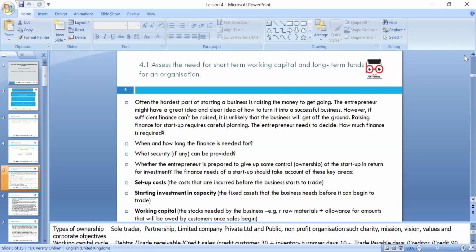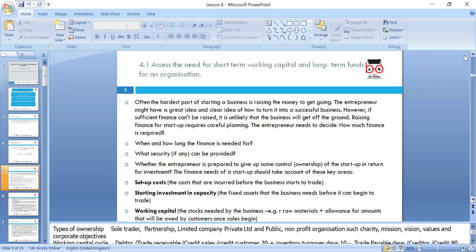Okay, let's start. 4.1 assessment criteria: assess the needs of the short-term working capital. Working capital is also known as running capital, and working capital is very important in the business. Working capital is also known as liquid. Anything that is cash itself or anything which we can convert into cash is called liquid.